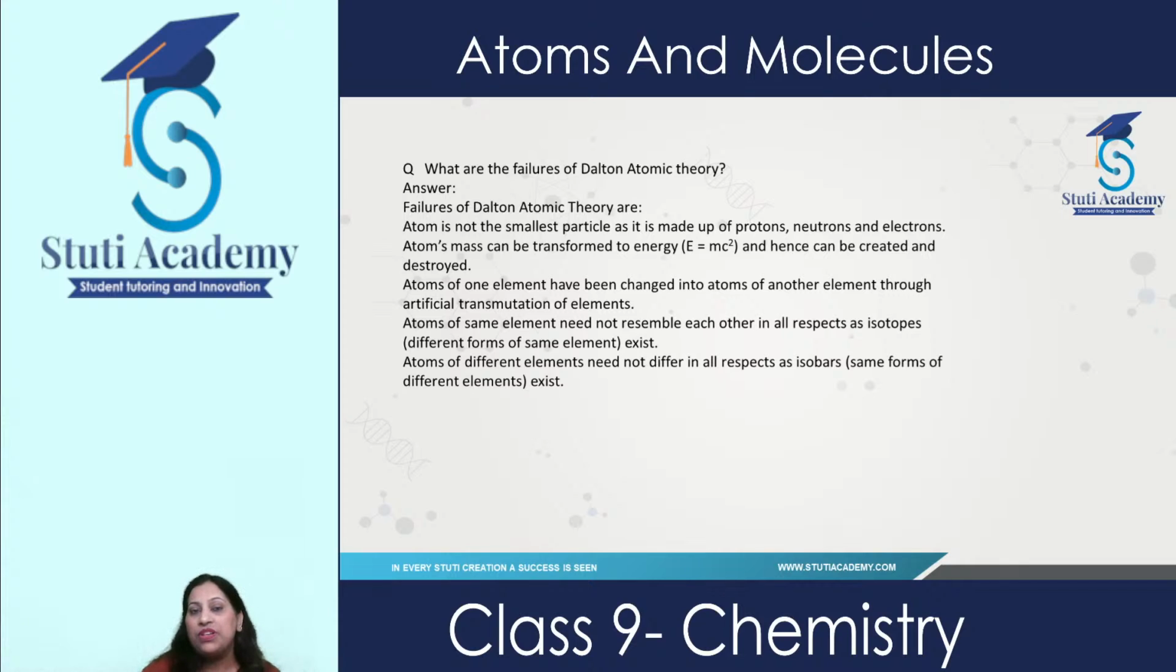Then, atoms can be transformed to energy and hence can be created and destroyed. Third, atoms of one element can be changed into atoms of another element through artificial transmutation of elements. And atoms of the same element need not resemble each other in all aspects, as isotopes exist. So when it is a case of isotopes or isobars, his theory failed there. These limitations we have already discussed when I was explaining Dalton's atomic theory. So this is a 3-mark question. You need to write all the limitations of Dalton's atomic theory.